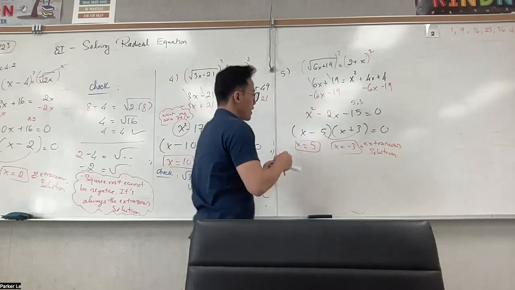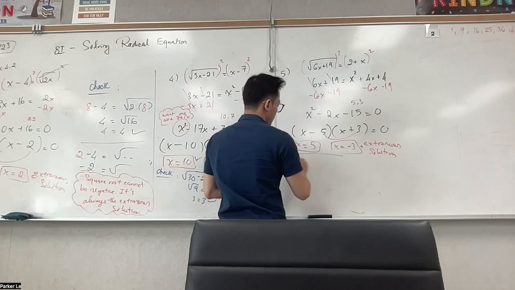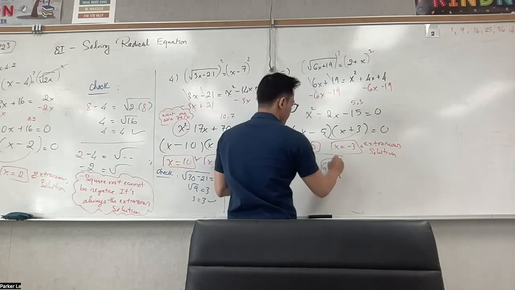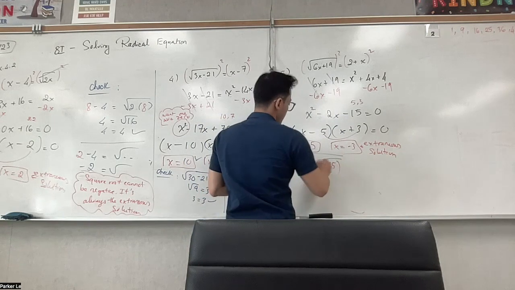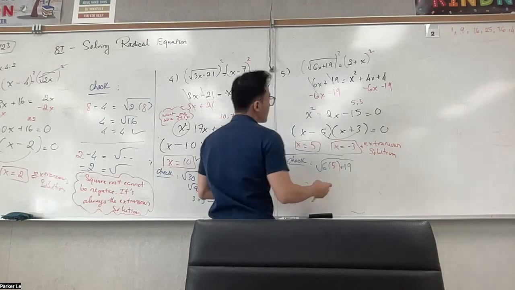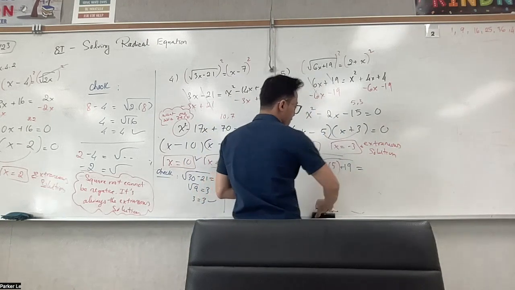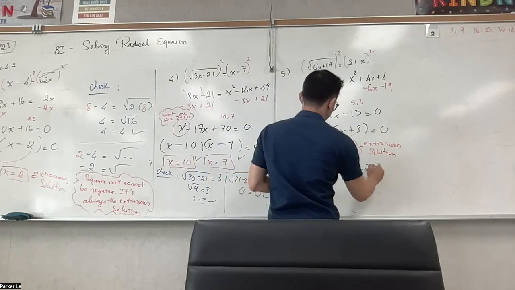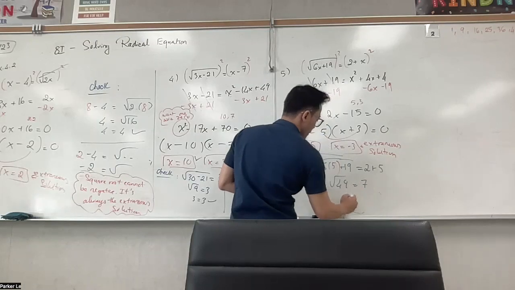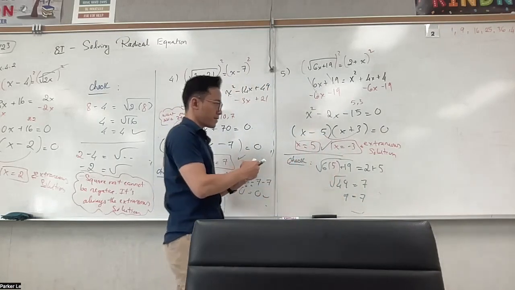Okay. Now I only need to check the 5. So 6 times 5 plus 19. What is 6 times 5? 30. And then 30 plus 19? 49. What is the square root of 49? 7. Okay, so that's good. So 5 is the solution.